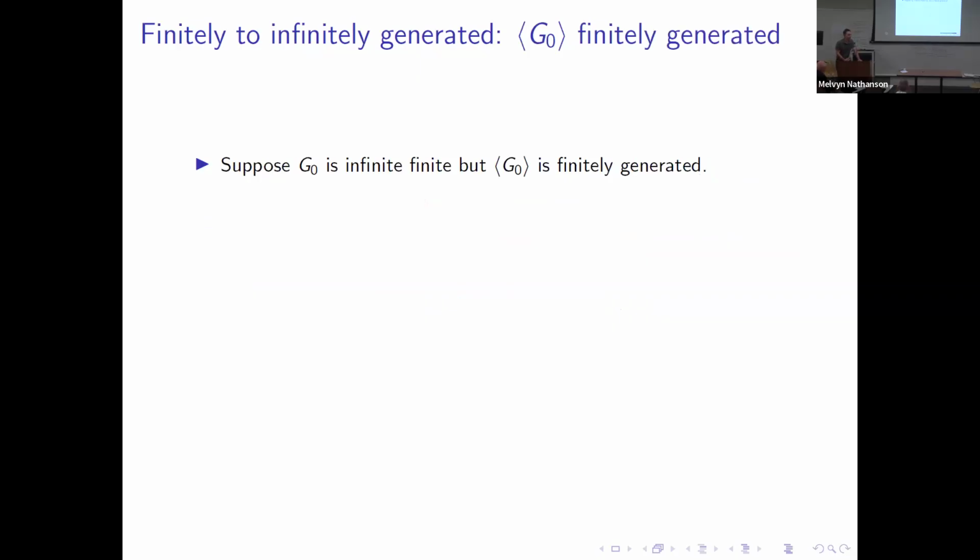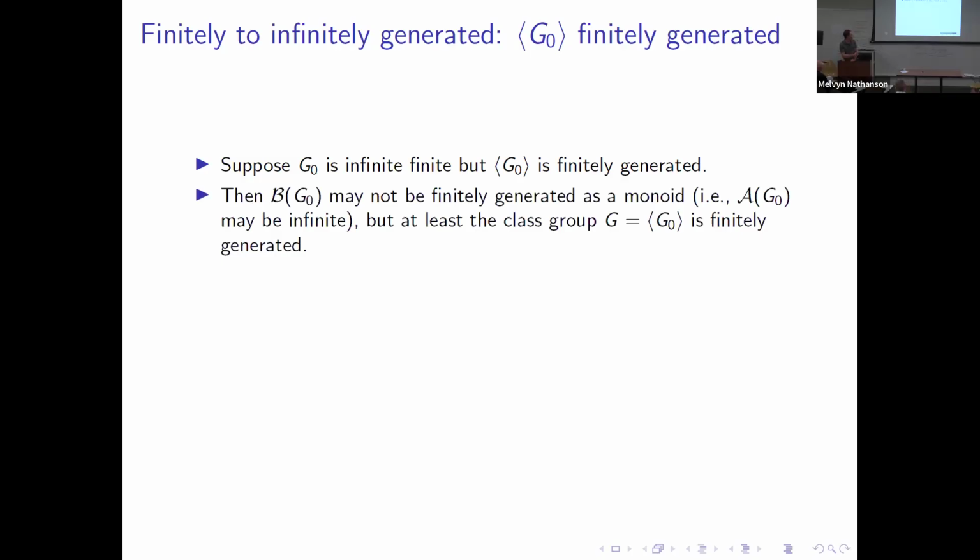Now it gets a little bit more complicated if the set is no longer finite. If the set is no longer finite, that means our monoid is unlikely to be finitely generated. But we could still have the case that maybe the class group that's generated by G naught is finitely generated. And that's one case over here. If that's the case, then even though we don't have a finitely generated monoid, the class group is finitely generated, and this can be dealt with.